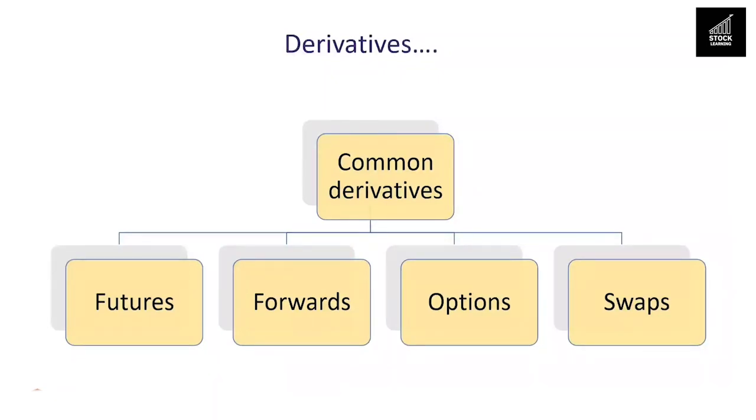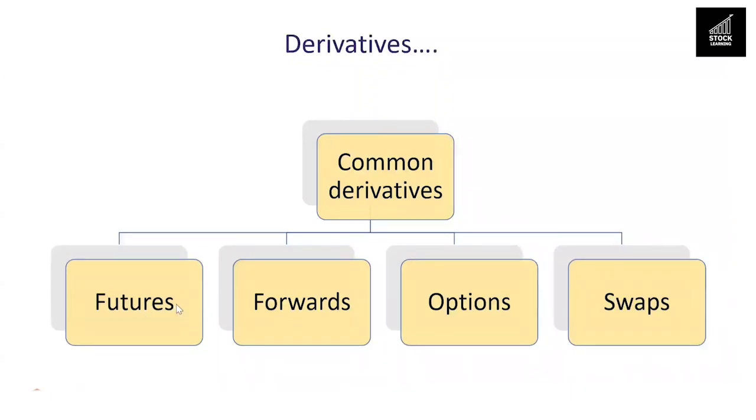Both in futures as well as forwards, there is a buyer, there is a seller. The buyer agrees to buy the asset from the seller. The asset is decided, the price is decided, and the date of delivery is also decided, both in futures as well as forwards. Now, what is the difference then between futures and forwards?